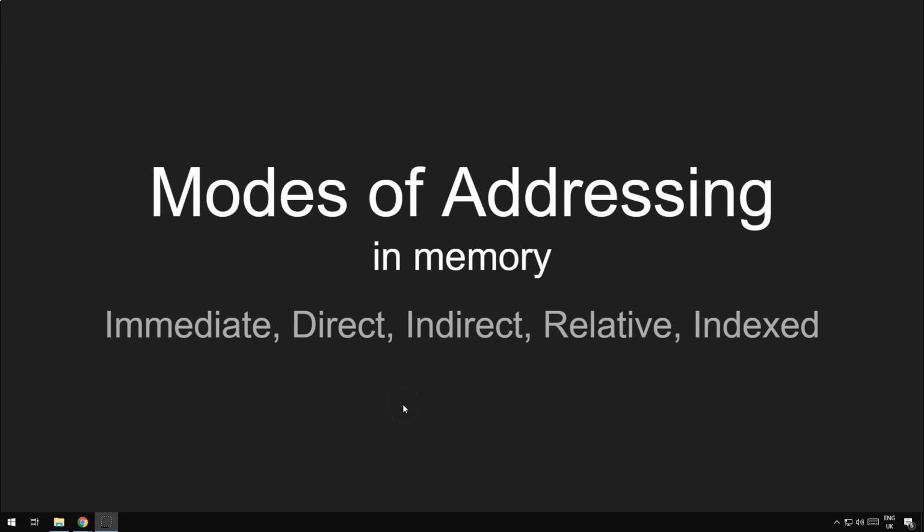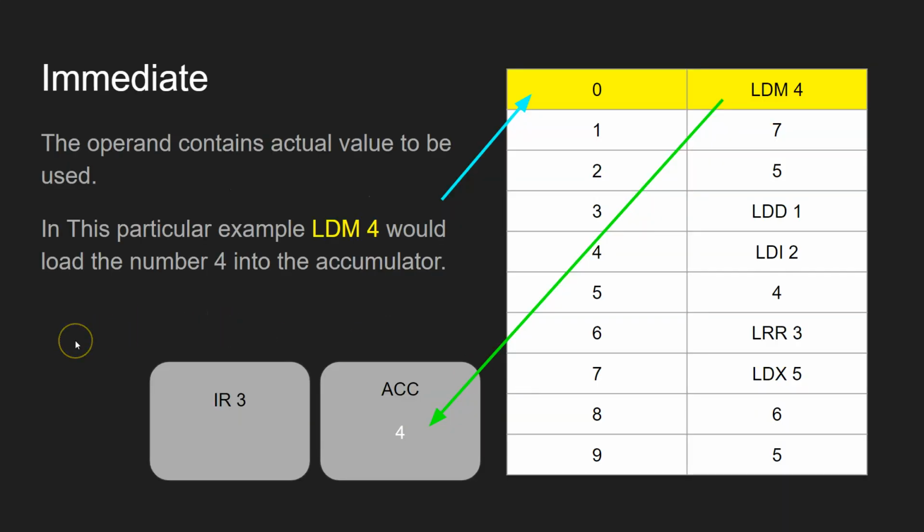Modes of addressing in memory. Now there are five modes of addressing, the five main ones that we're going to look at today. We've got immediate addressing, direct addressing, indirect addressing, relative addressing, and indexed or displacement addressing. So let's get started. The first one we're going to look at is immediate addressing.